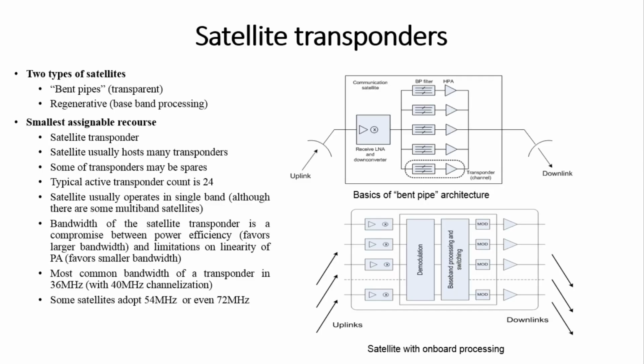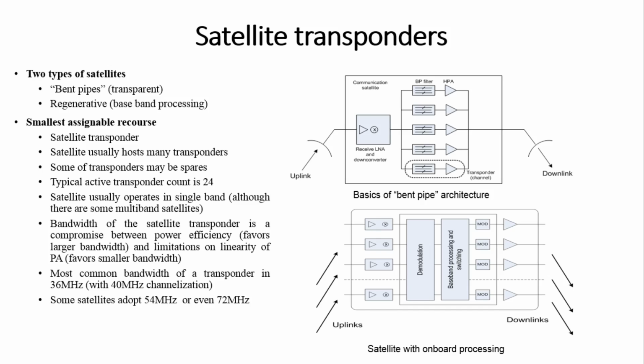Satellite transponder. There are two types of satellites: bent pipe, that is transparent, and regenerative with baseband processing. The transponder is the smallest accessible resource. A satellite usually hosts many transponders. Some of the transponders may be spares. Typically, the active transponder count is 24.